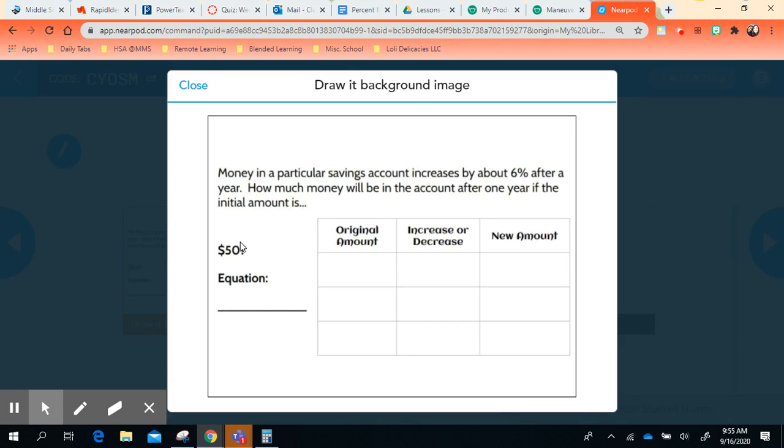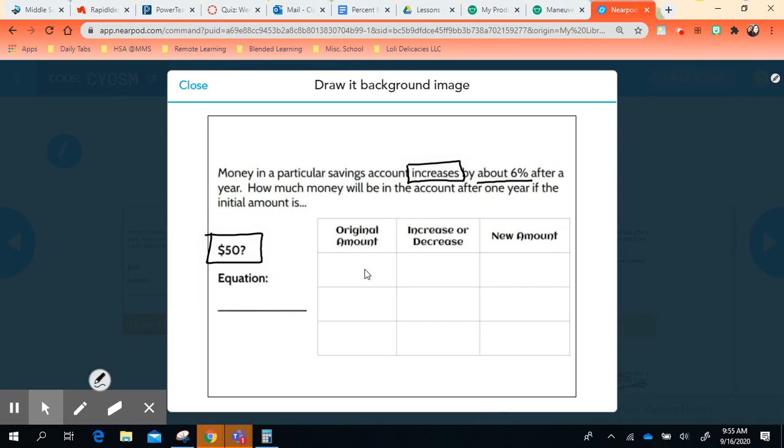Okay, so we're going to do this half me, half you. You're going to walk me through it. We're going to start by reading it once, and then we're going to read it a second time. I feel like that's important because the first time you get an idea, the second time you underline. So money in a particular savings account increases by 6%. Notice it's the same problem because I just added on more numbers. How much money will be in the account after a year if the initial amount is $50? So we still know that it's increasing by 6% and our initial amount is $50.